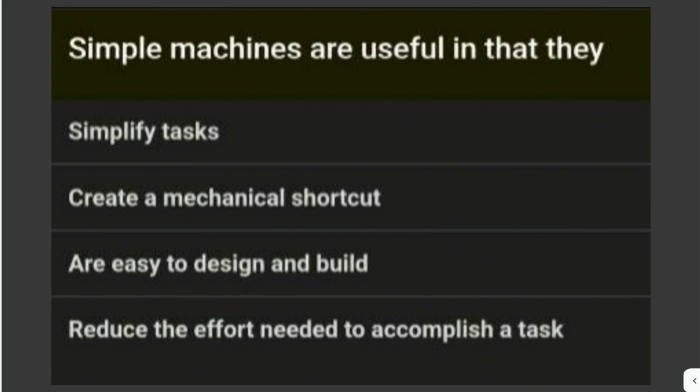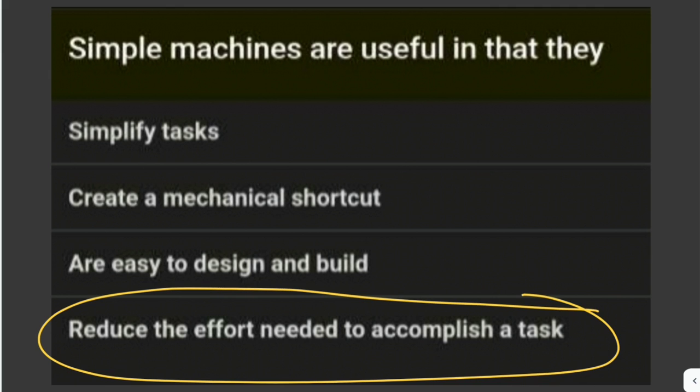Simple machines are useful in that they blank simplify tasks, create a mechanical shortcut, are easy to design and build, reduce the effort needed to accomplish a task. The answer here is this one, reduce the effort needed to accomplish a task. So simple machines amplify the effort put into a task. For instance, a pulley allows a person to lift a much heavier load than they otherwise would be capable of.